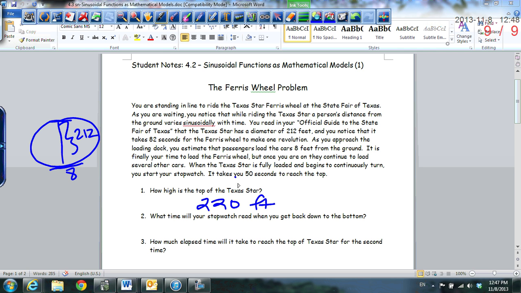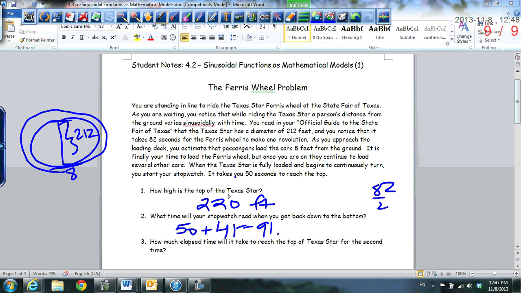So if it takes 50 seconds to get to the top, we're going to do 50 plus, and it says on average it takes 82 seconds to go all the way around. So I'm going to divide that 82 in half. 82 over 2 gives me 41. So at 91 seconds, I'll be back at the top. Oh, I'm sorry, I'll be at the bottom.